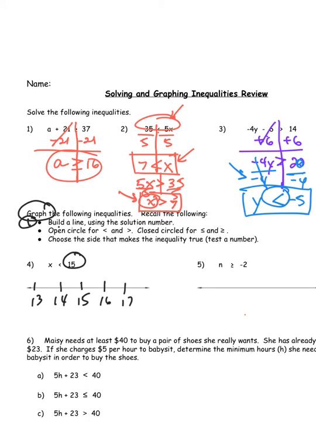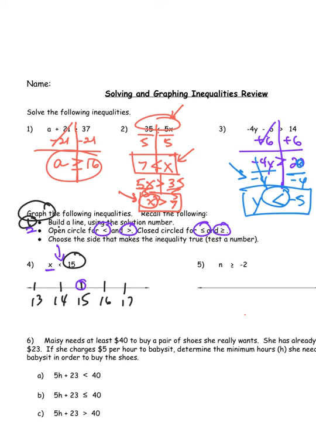The next step involves deciding whether I need an open circle or a closed circle. If I'm given less than or greater than, it means that 15 cannot be included. But if I'm given less than or equal to or greater than or equal to, it does include the 15. So if I look at this symbol, it does not include 15. All of these numbers are less than 15. So I have to put an open circle. So that was step number 2.